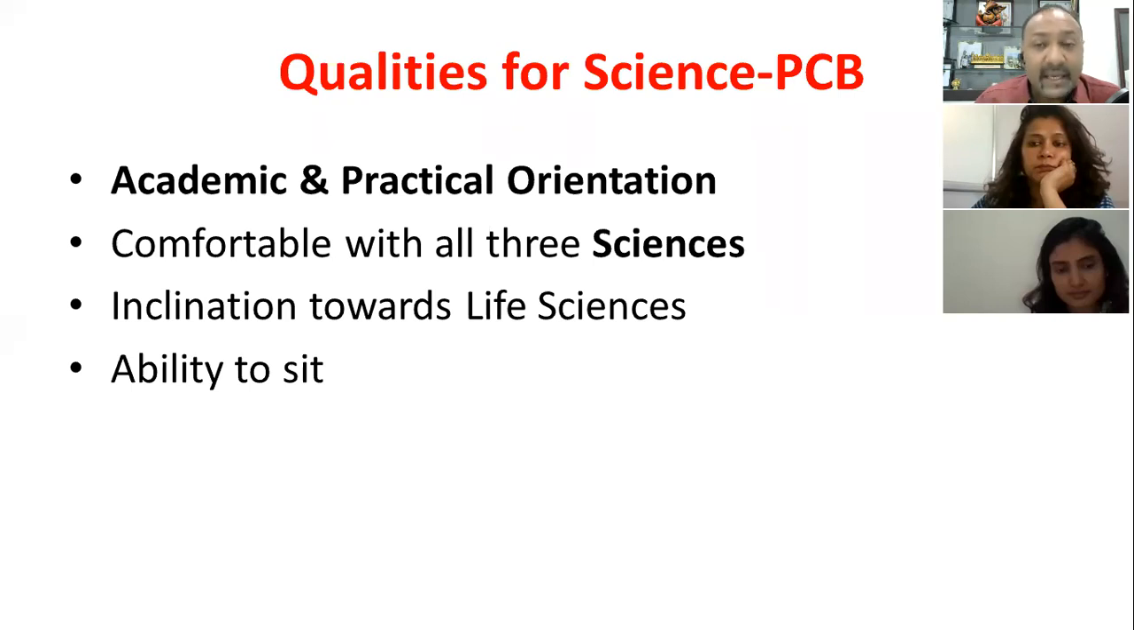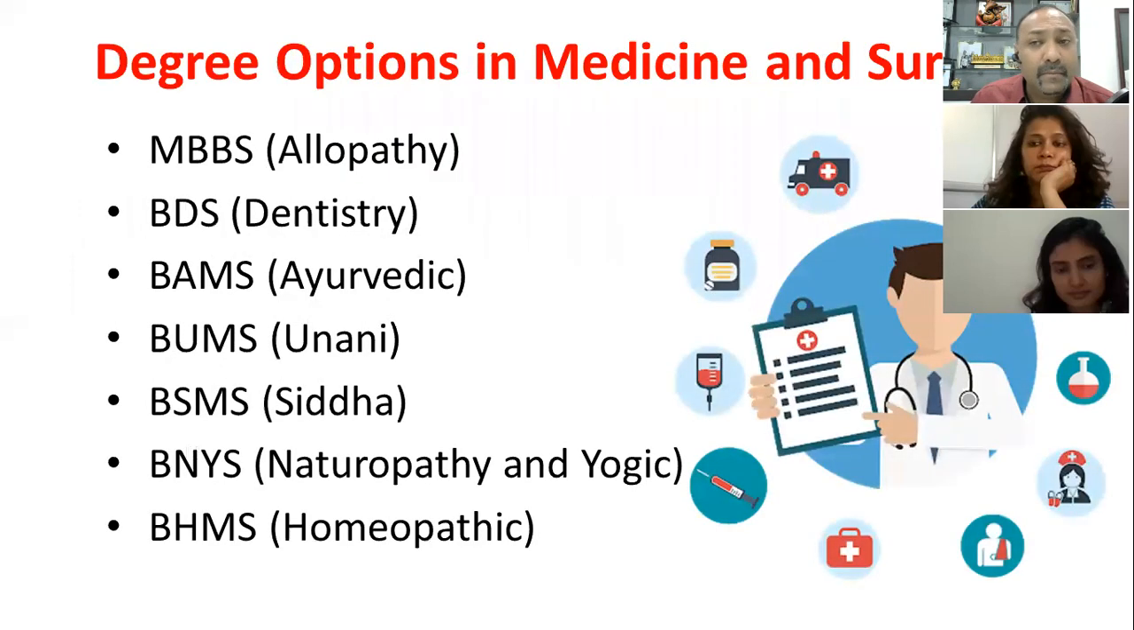If you say yes to all these options for you, then you are the right candidate to go for the B group, or what we call the combination of physics, chemistry, and biology. What you can do after physics, chemistry, and biology? Definitely, we all know about MBBS. We know about dentistry, BDS. Also, you can go for Ayurvedic medicine, Unani medicine, Siddha medicine, naturopathic and yogic medicine, or homeopathic medicine.